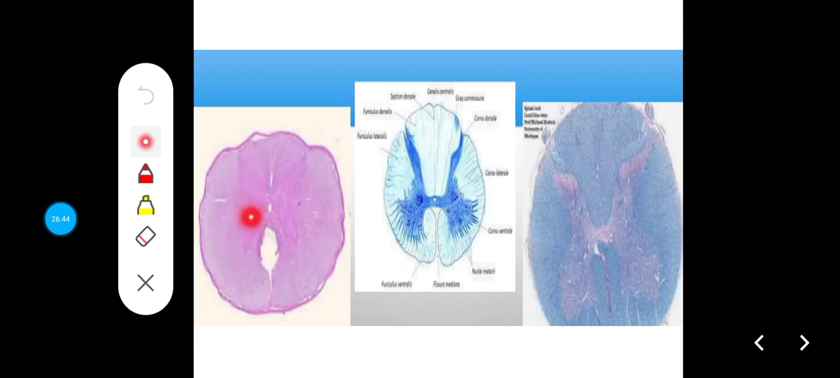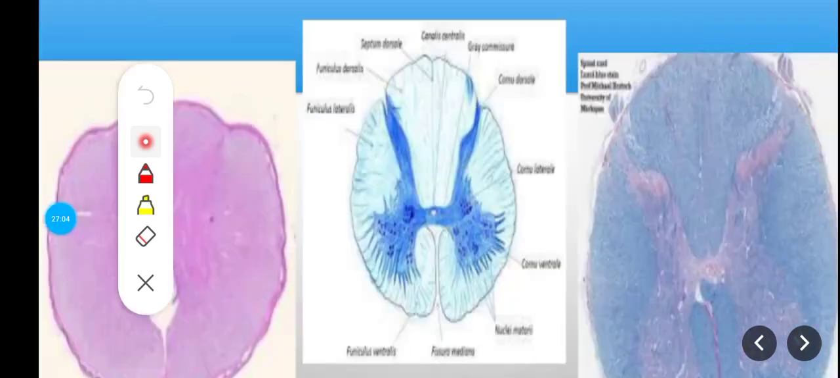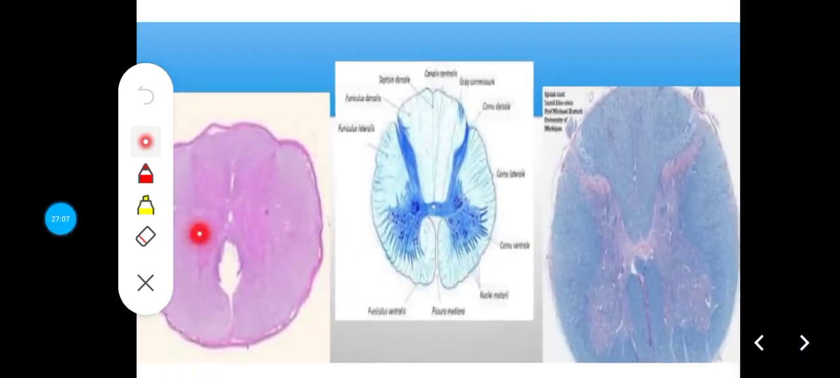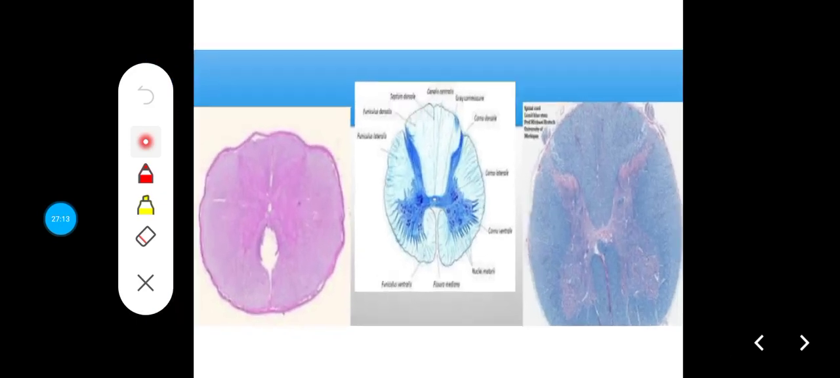So same idea here. Look at the butterfly shape. Now see the central canal, this white circle inside. Now this is the anterior commissure, anterior median commissure. This is the posterior sulcus. So you can appreciate the butterfly. At the center of the butterfly, you see the central canal. And you can see the white column, and then the meninges that cover it. So the same thing.